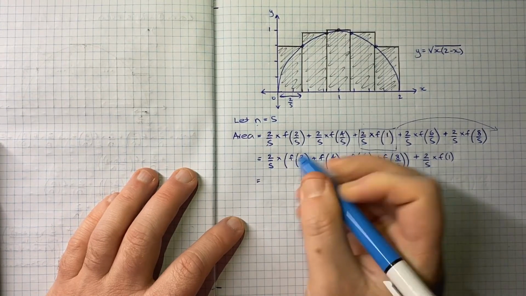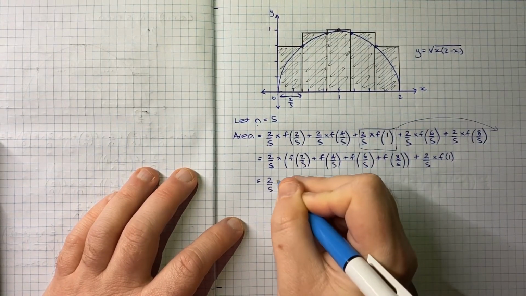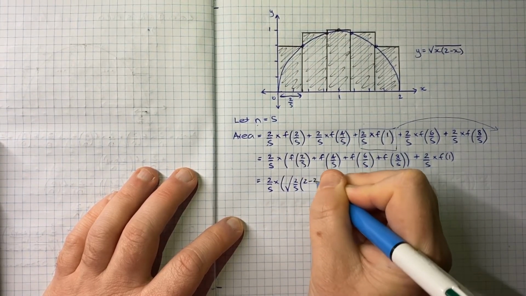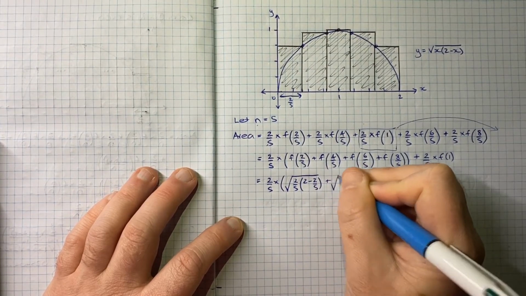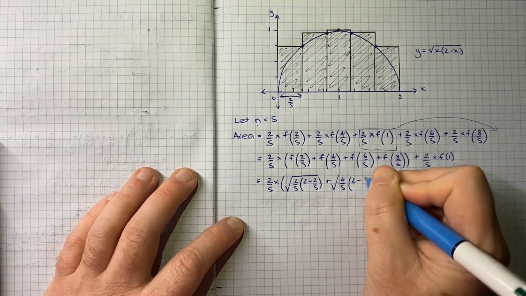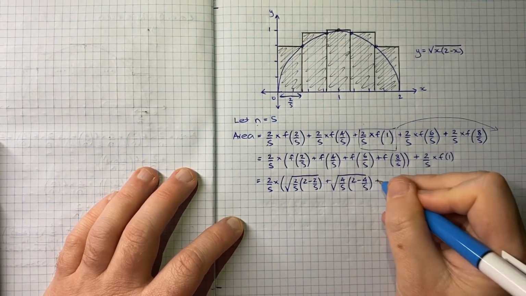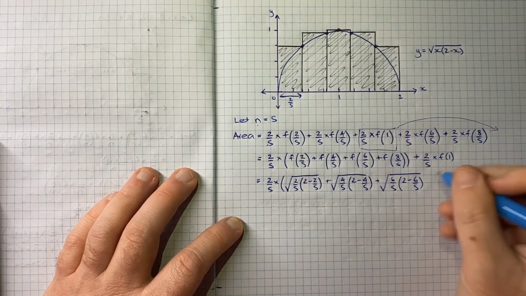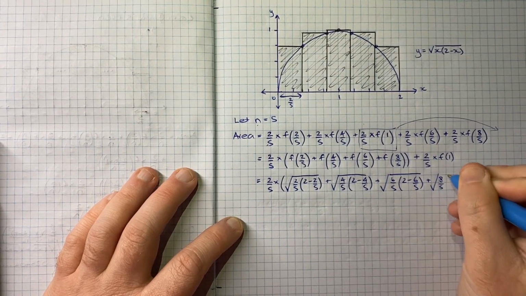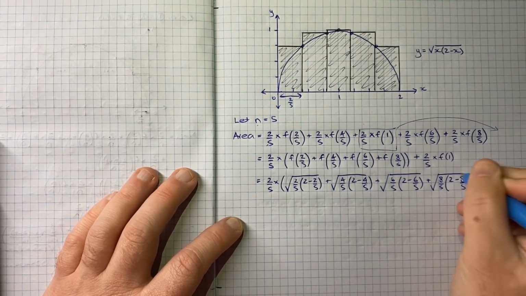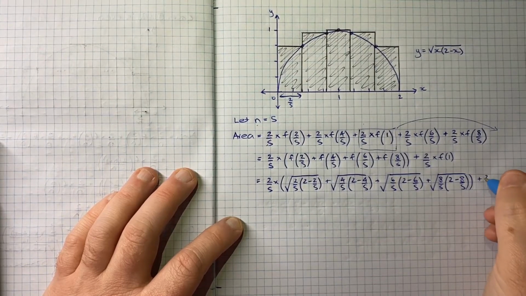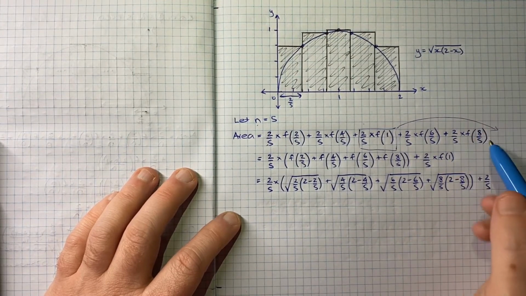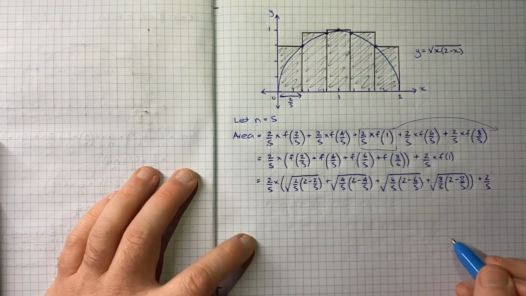In terms of throwing that into our function, it'll be 2 on 5 times the square root of 2 on 5 times (2 minus 2 on 5), plus the square root of 4 on 5 times (2 minus 4 on 5), plus the square root of 6 on 5 times (2 minus 6 on 5), plus the square root of 8 on 5 times (2 minus 8 on 5). And then off to the end, plus 2 on 5 times f of 1, which is the square root of 1 times (2 minus 1). The square root of 1 is just 1, so that can just stay there as plus 2 on 5.